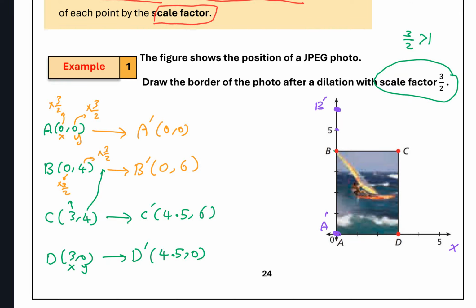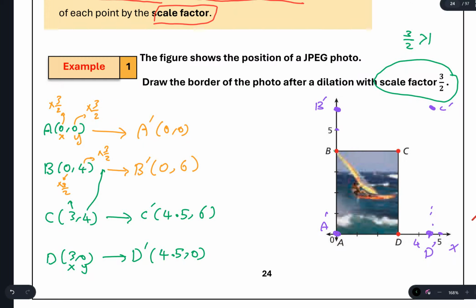C dash is going to be 4.5 and 6. 4.5 on the x-axis: until here is 5, so between 4 and 5 is 4.5. How about the other point, which is 6? We can go all around here, so maybe somewhere at this point. This is called C dash. The last point, which is point D, will be 4.5 and 0. This is going to be D dash.